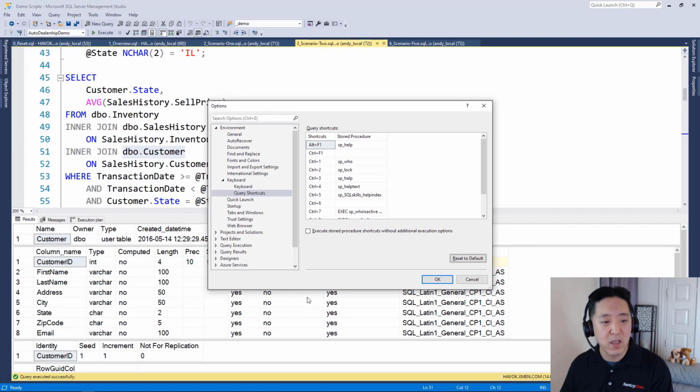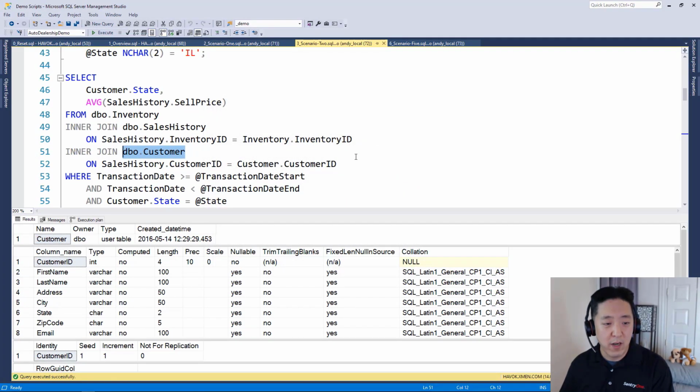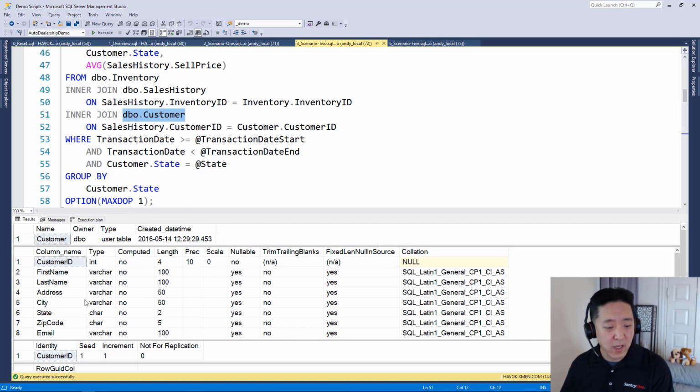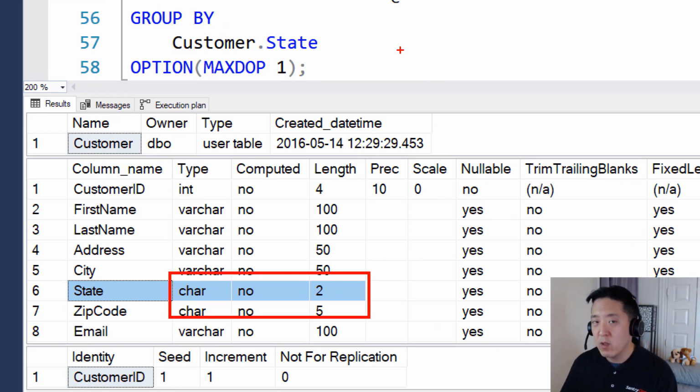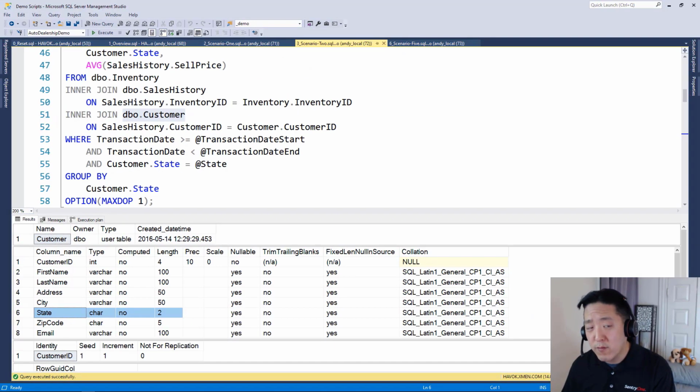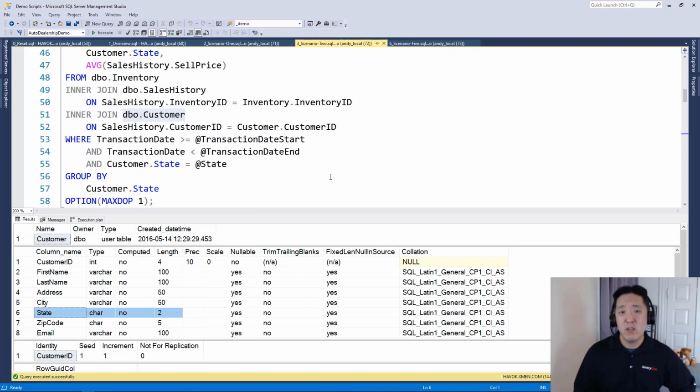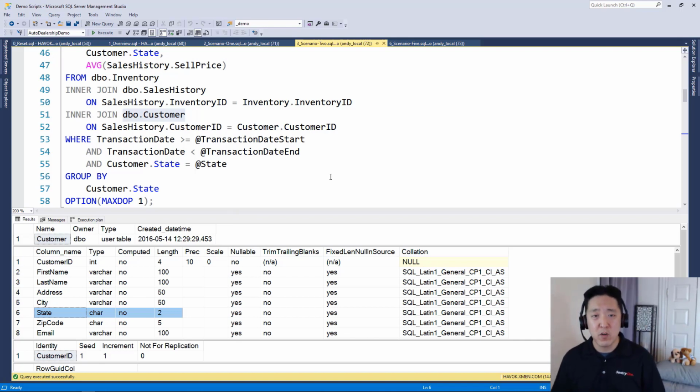In this case, I want to look at the underlying data types, right? Because the customer table, in this case, is defined as a char(2). Whereas if you remember correctly, I created a variable as nchar(2). The n, of course, means that the variable can contain Unicode information, whereas the table itself contains non-Unicode information. It's not an nchar, it's just a regular char.